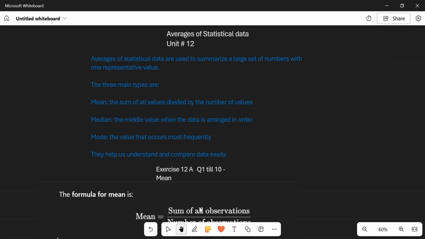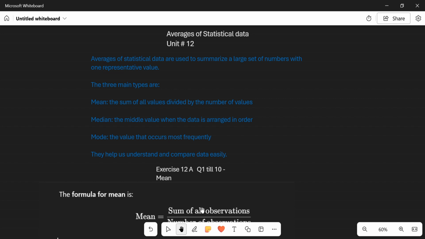Hello students, in this video we will learn about the topic mean, right? The mean, median and mode are included in Unit 12, Book D3, and the name of the chapter is averages of statistical data. As you can see here on the screen, averages of statistical data are used to summarize a large set of numbers with one representative value, which includes mean, median and mode.